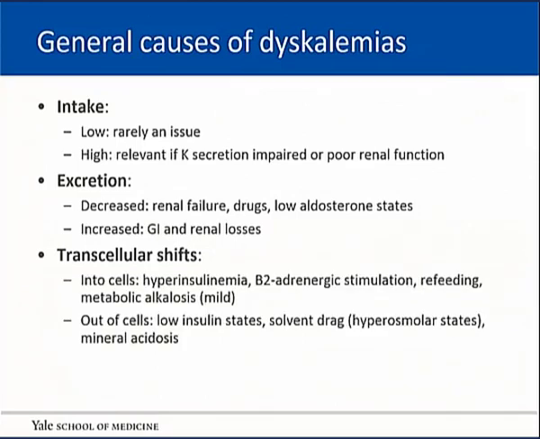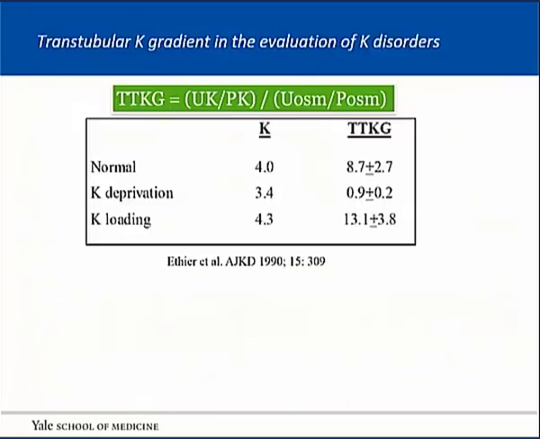And finally, transcellular shifts, which are not a cause of chronic disturbances, but very important in the ICU. Potassium can go into cells and cause hypokalemia, which is what happens in hyperinsulinemia, in beta-2 adrenergic stimulation, in refeeding, and in metabolic alkalosis. Or potassium can move out of cells, such as what happens in DKA, for example, whenever there's a hyperosmolar state, or when cells are lysing, although in that one it's not really a transcellular shift, it's an increased offer of potassium.